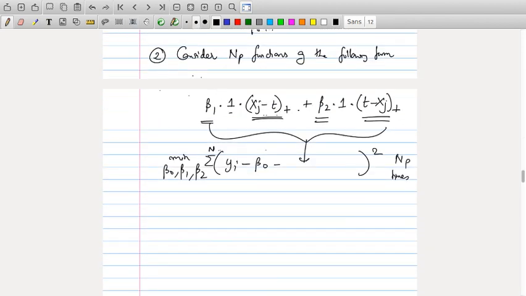All I'm saying is, plug in each one of these functions. Try to optimize for beta 1, beta 2, and beta naught again, and see which of these functions fit your model, fit your data better. This is just the same residual sum of squares, except the functions are changing according to your choice of t. If you choose t to be x11, then it's a function which only depends on the first input variable at this point.